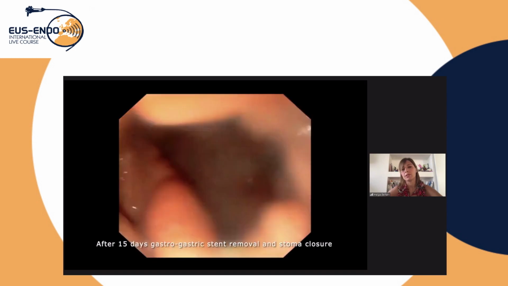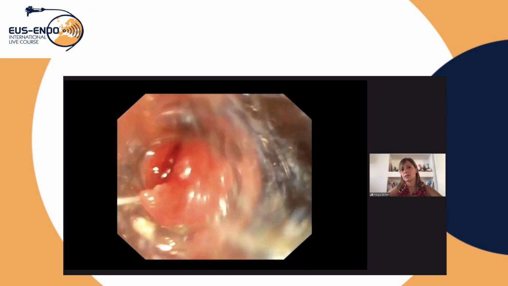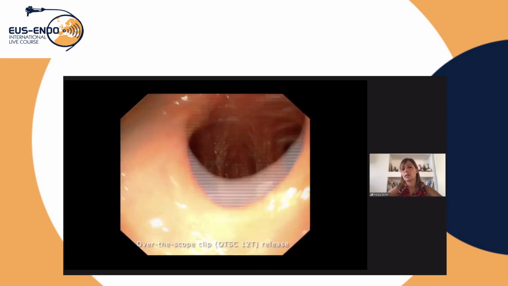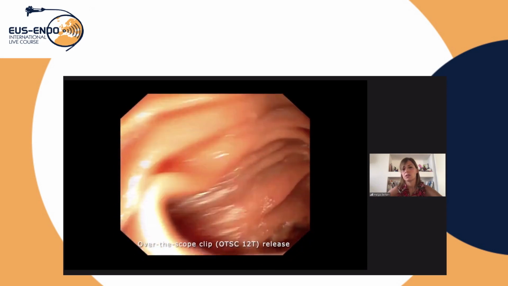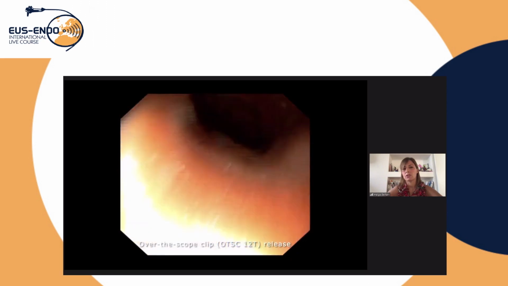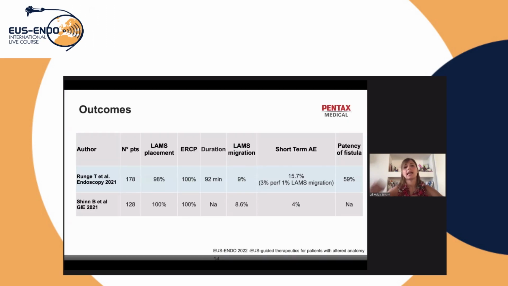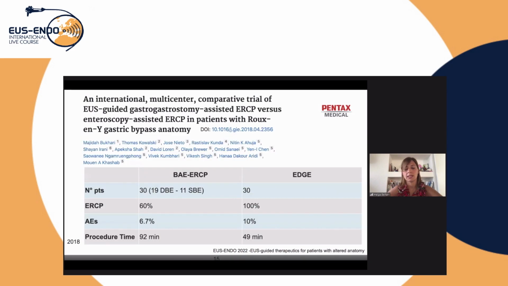Then we have a LAMS. We have to remove the LAMS, and we have to remove it later, not immediately, and we can close the fistula with a suturing system, OTSC, or with Apollo. And the results: two series have been published last year, a great series with more than 100 patients, with a successful ERCP in more than 90% of cases, and LAMS placement in 98% of cases. But we have a 10% of migration of the stent and adverse events around 15%.